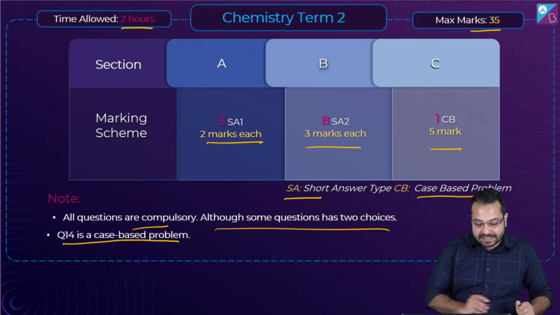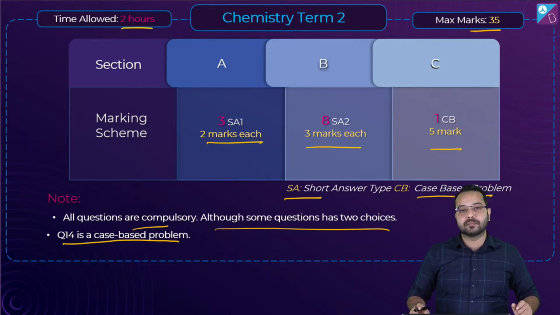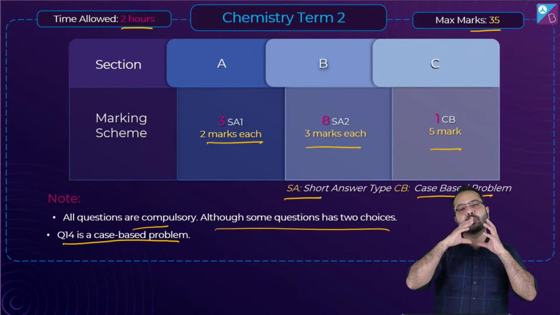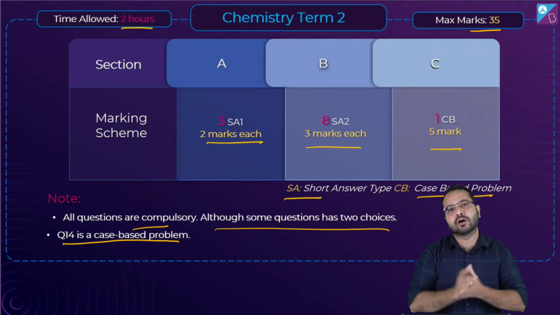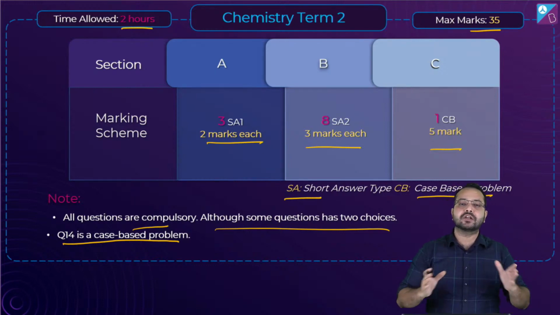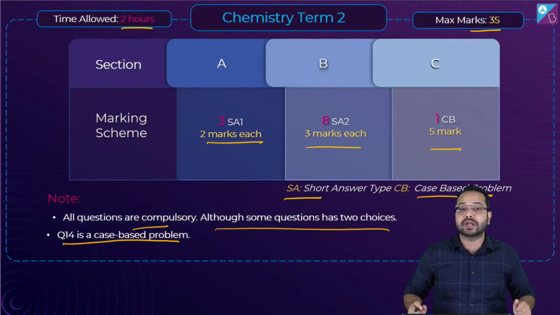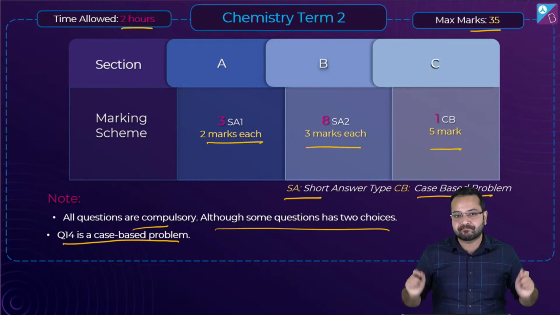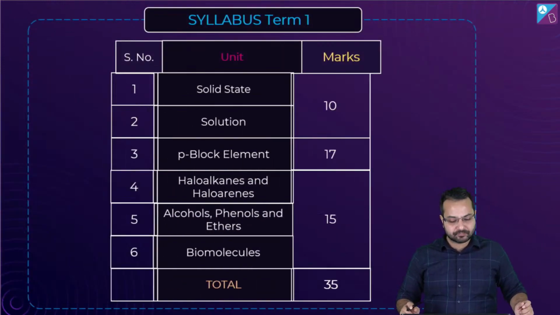Question 14, as I said, is going to be a case-based problem. Okay, they're going to give you a case, they're going to give you a situation, they're going to give you a comprehension, and based on that, you'll have to answer questions. Okay, that is the pattern for chemistry Term 2. Is that right, guys?